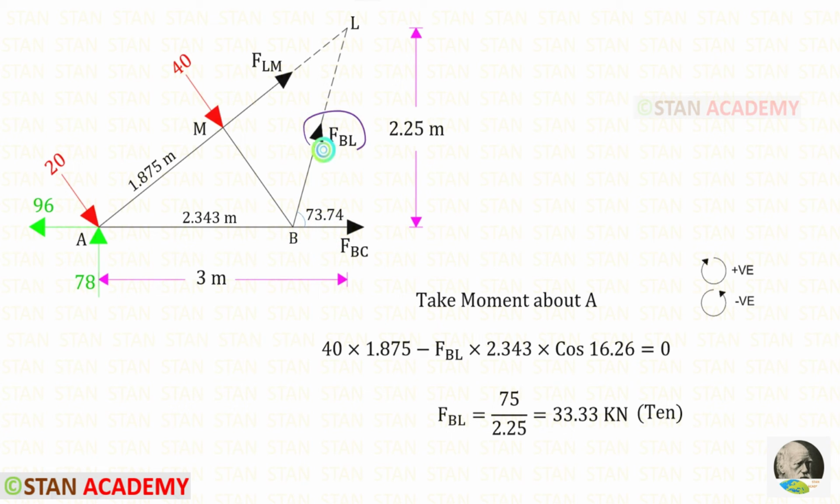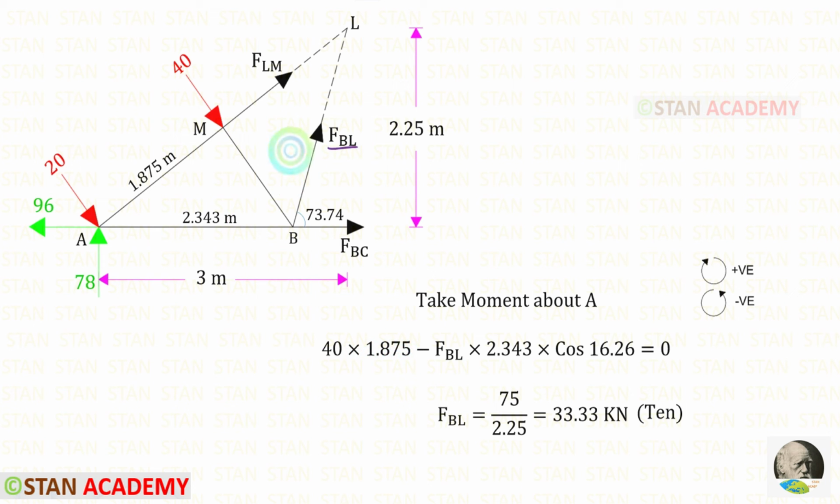To find FBL easily, we have to take moment about A. When we take moment about A, we should not consider 96, 20, 78, FLM and FBC. The remaining forces are 40 and FBL. 40 is acting in the clockwise direction so that it will be positive and the distance is 1.875.